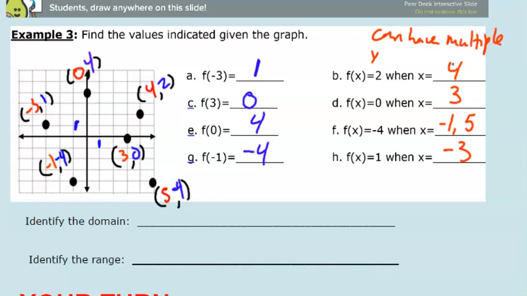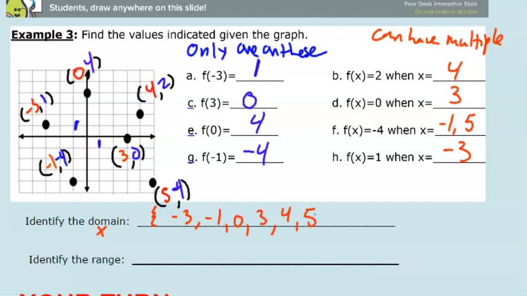On those, you can have multiple of those, and you can only have one on these. So the domain is left, right, x. So your domain is -3, -1, 0, 3, 4, and 5. You just order the numbers from least to greatest, the x values.